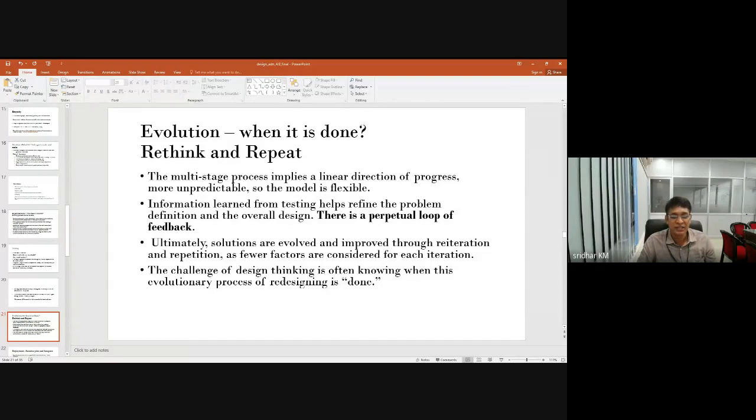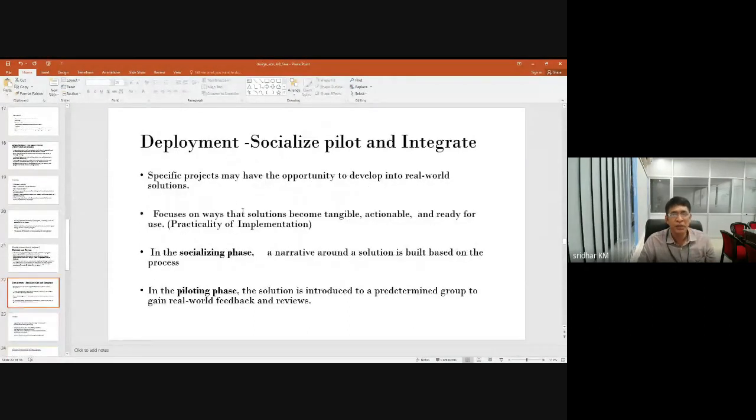So the challenge of design thinking is often knowing when this evolutionary process of redesigning is done. Again, it is design, redesign, redesign, redesign. Deployment is nothing but this: once they find the design and the design thinking approach leads to a feasible solution, specific projects may have the opportunity to develop into a real world solution. The solution from a table now goes into a real world solution. Focus on ways that the solution becomes tangible. Tangible means measurable. Actionable means it is really put into use, and practical use.